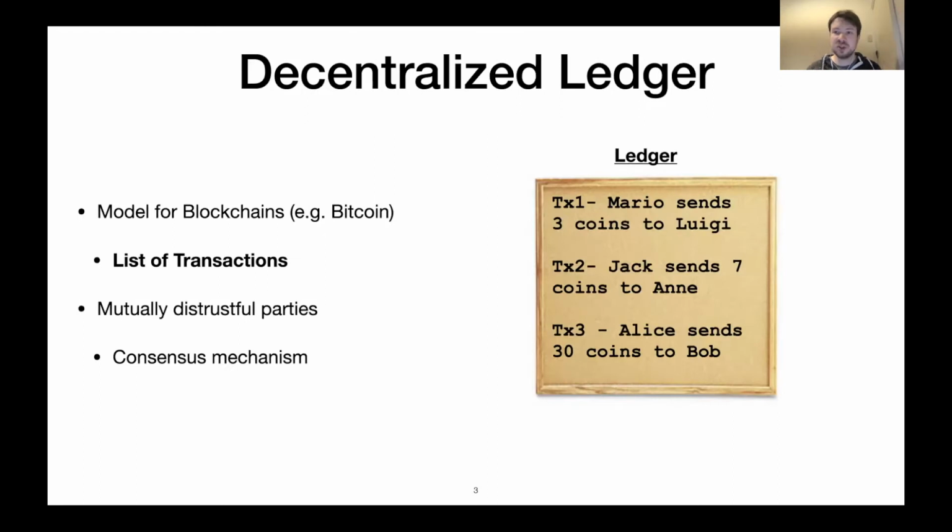This work is about decentralized ledgers as Bitcoin. Such a ledger is basically a data structure that maintains a list of transactions. A transaction could be a simple payment, as for instance, Alice sends 30 coins to Bob. It is operated among a set of mutually distrustful parties through a consensus mechanism. Transactions can only be appended to this ledger, they cannot be reordered or removed.